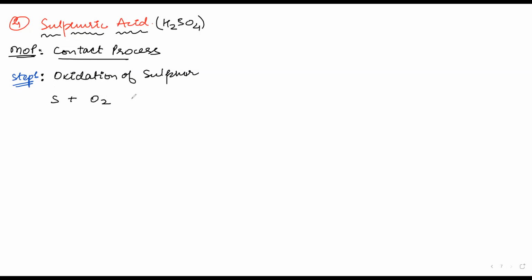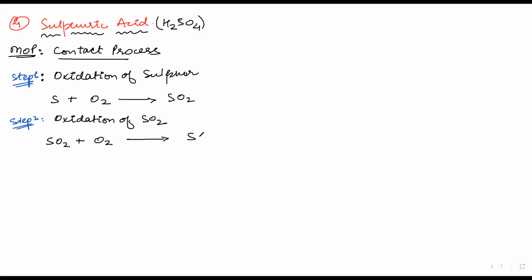Sulfur plus O2 will give you SO2. Now, step 2 will be oxidation of sulfur dioxide. When you have sulfur dioxide, react this with O2. You will get SO3. Now there is a catalyst which is used. I have to write the catalyst name also. The catalyst is vanadium oxide, V2O5. All right, step 3.